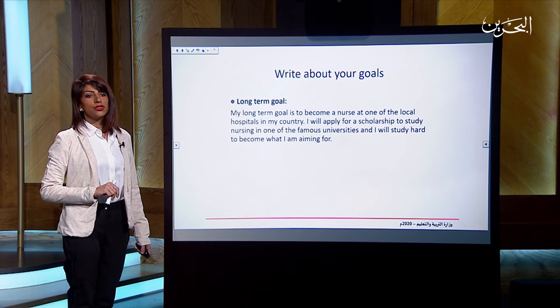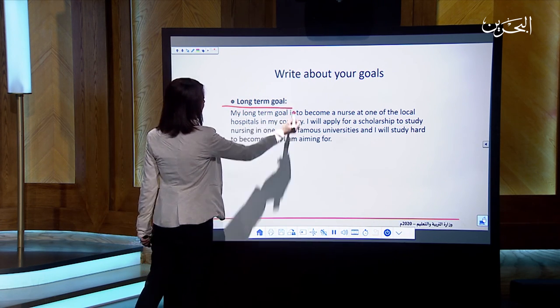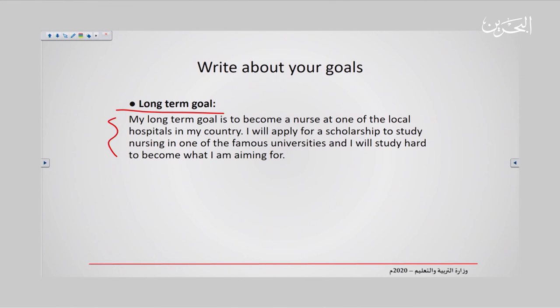Moving to the long-term goal. Don't forget, it has to be in a heading. Then here, you have to write your long-term goal. One is enough. Let's see. My long-term goal is to become a nurse. Now, this is one of the jobs that you could be at the future. So, if you want to be a nurse, what are the things that you have to do in order to be a nurse? Let's see.